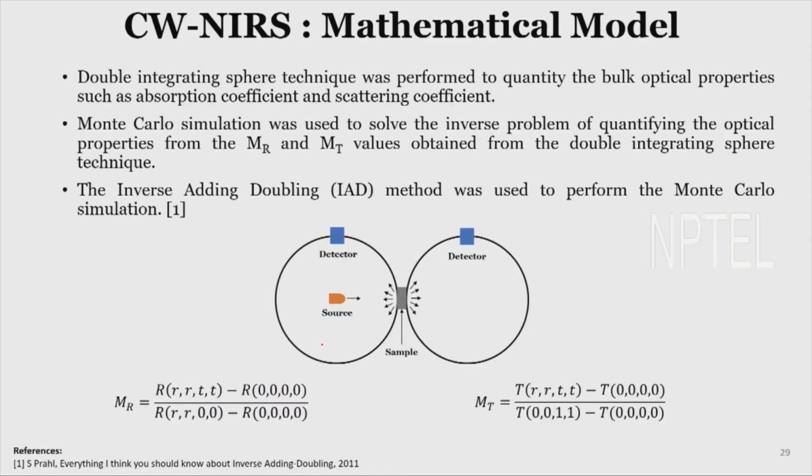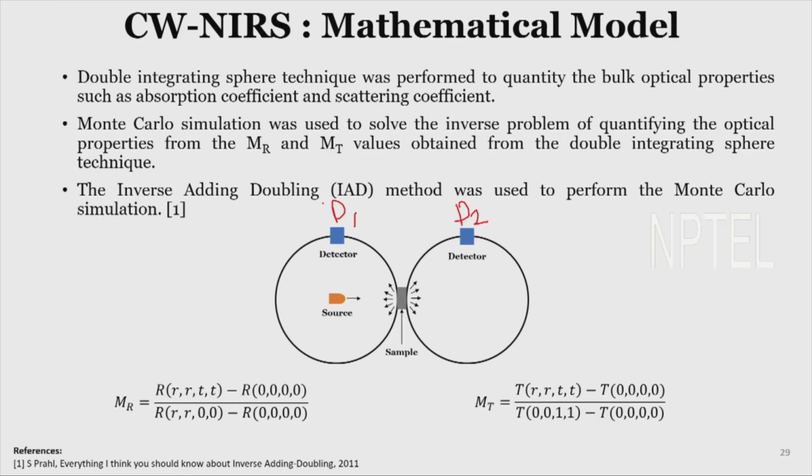Now let us go for the near infrared spectroscopy mathematical model. What we have here is the double integrating sphere, as we discussed earlier, and the light which gets back scattered from the tissue gets detected by detector 1. So you get the values of detector 1 and you get the values of detector 2.